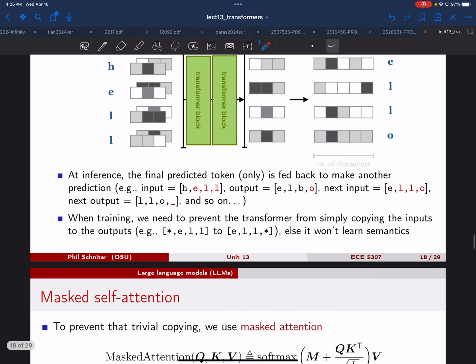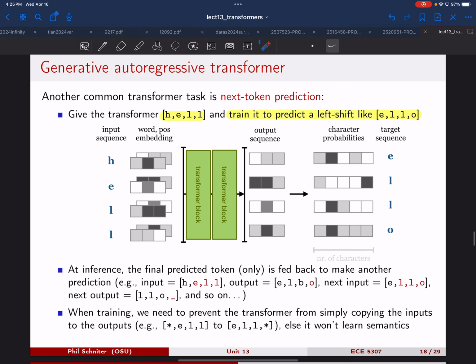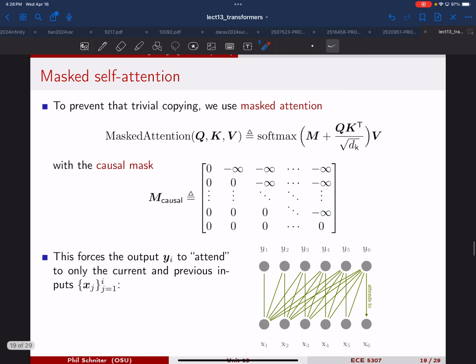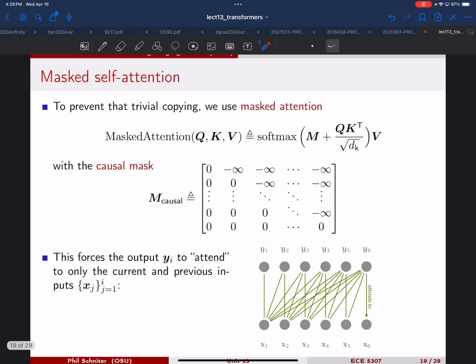What this means is you're training the model to do many tasks in parallel. You're training it to predict E from H, and L from HE, and this other L from HEL, and O from HELL. You're doing that all at the same time, which is a lot more powerful than just training it to do this and copy that. So this is the idea behind masked self-attention, and it's a key idea in these autoregressive transformers.